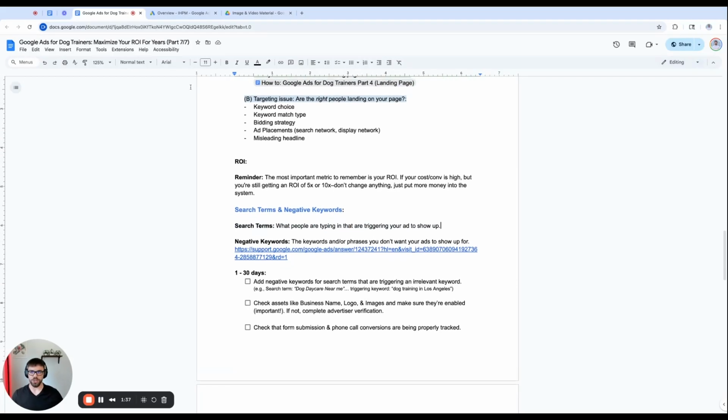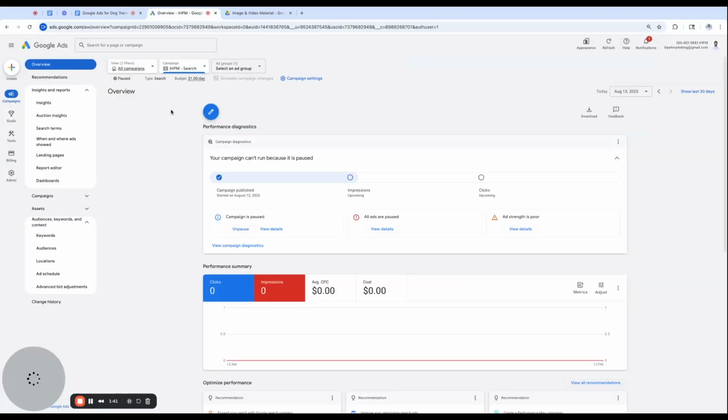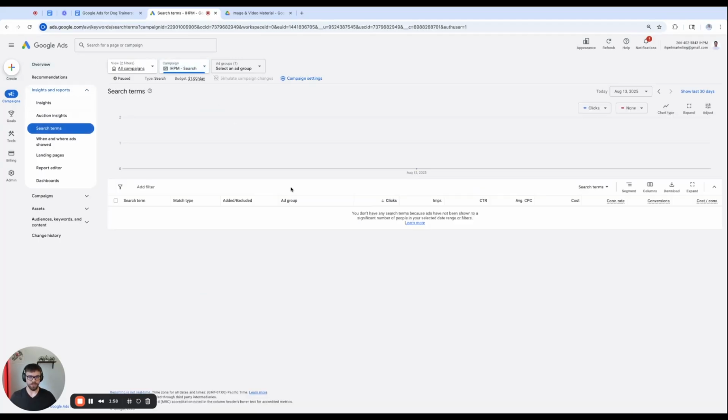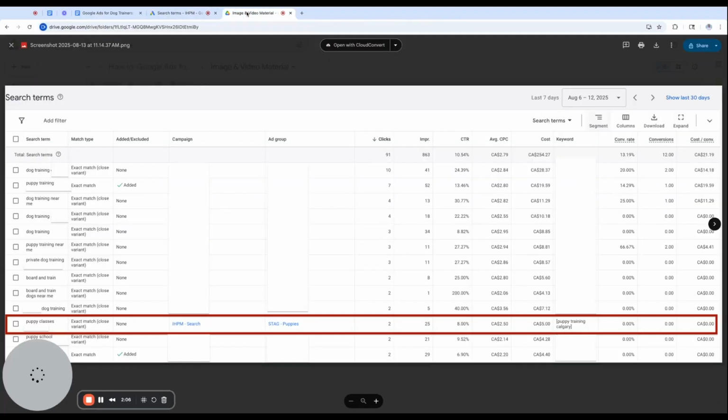Let's dive into search terms really quick, and then we'll go into negative keywords. So to find the search terms in your Google Ads account, let's dive into the Google Ads platform here. Go over to where it says Insights and reports, first make sure you're looking at your campaign. Hover over insights and reports and then go to search terms. Now this is a demonstration account, so I don't have any data here, but I do have an image that we will look at together to review search terms.